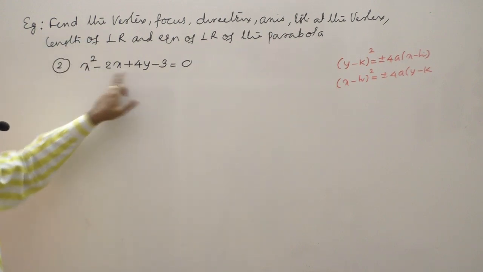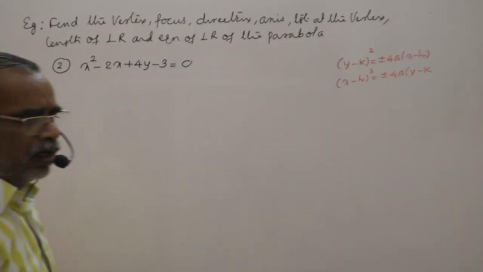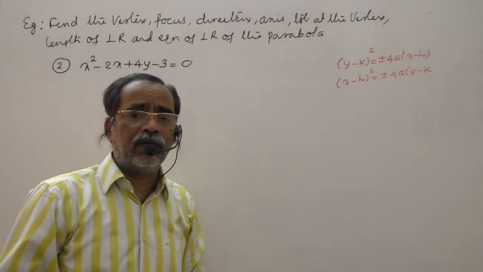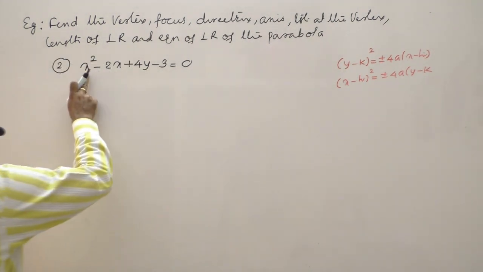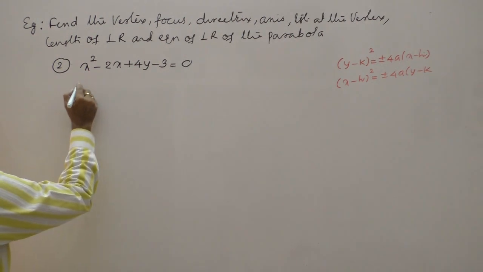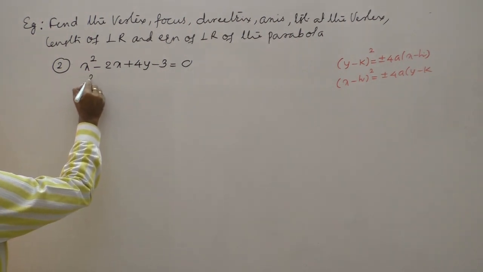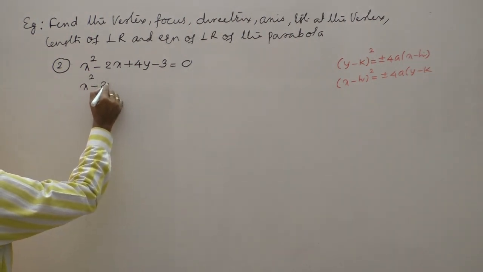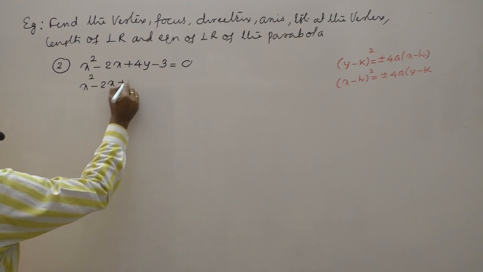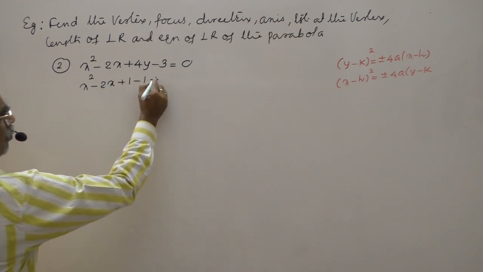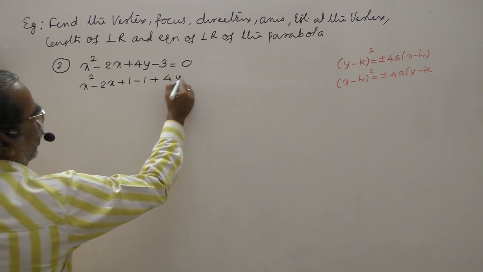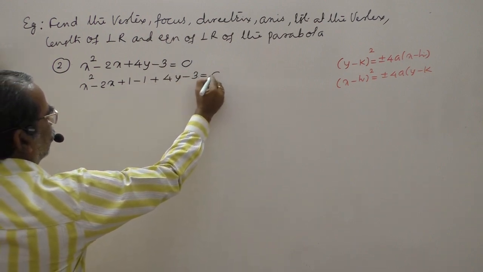So this given equation contains 4 terms. Therefore, it lies in the second set. So here x square is there, no? So we will try to write it in perfect square form. X square minus 2x. To make it a perfect square, adding and subtracting 1. We have 4y minus 3 also.